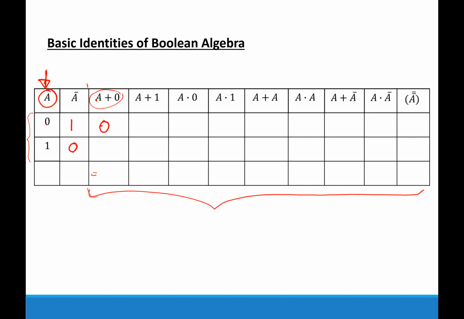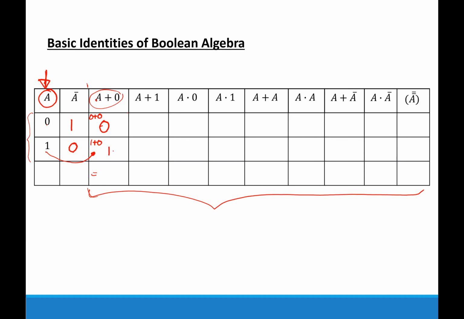And in the next case, what will happen to the value of A? Now in this case, you can see A is equal to 1. We need to find 1 plus 0. Here we have 0 plus 0, here we have 1 plus 0. Now the answer is equal to 1.